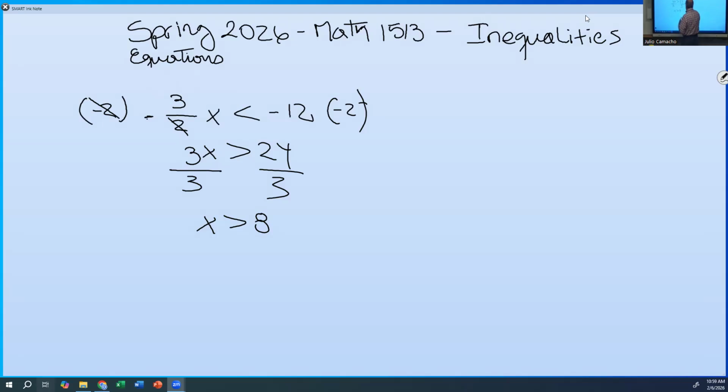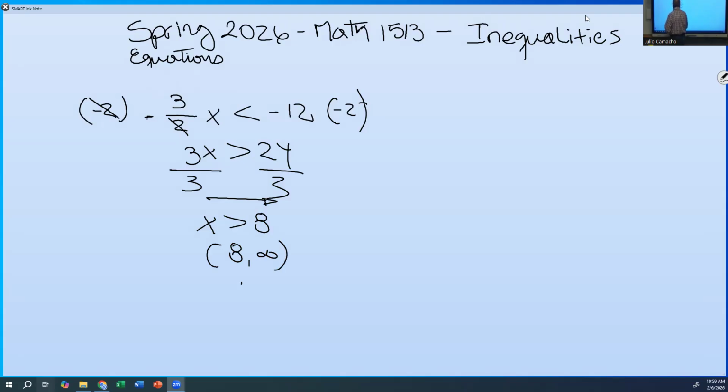So that is the answer. That is inequality notation. How do I do that in interval notation? Parentheses. I put my 8, comma, what's going next? Infinity, because this is going in this direction. If all the answers are greater than 8, it's going to the right. So I will have infinity.